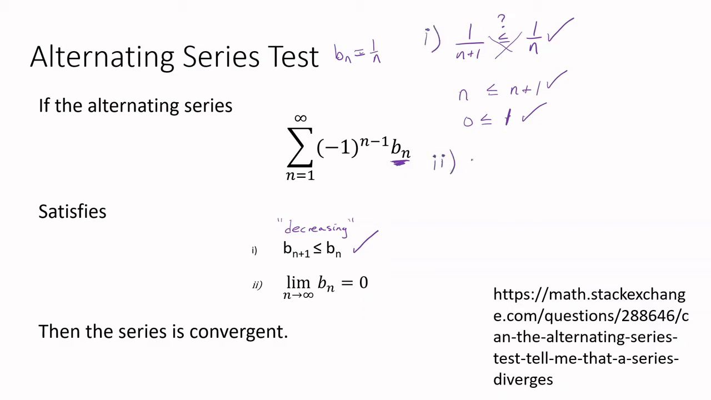How about for the limit? So let's just do the limit. The limit as n goes to infinity of 1 over n. Well, we just know that's 0. You don't have to do any work there. As soon as you see that limit, you can say 0. Check.